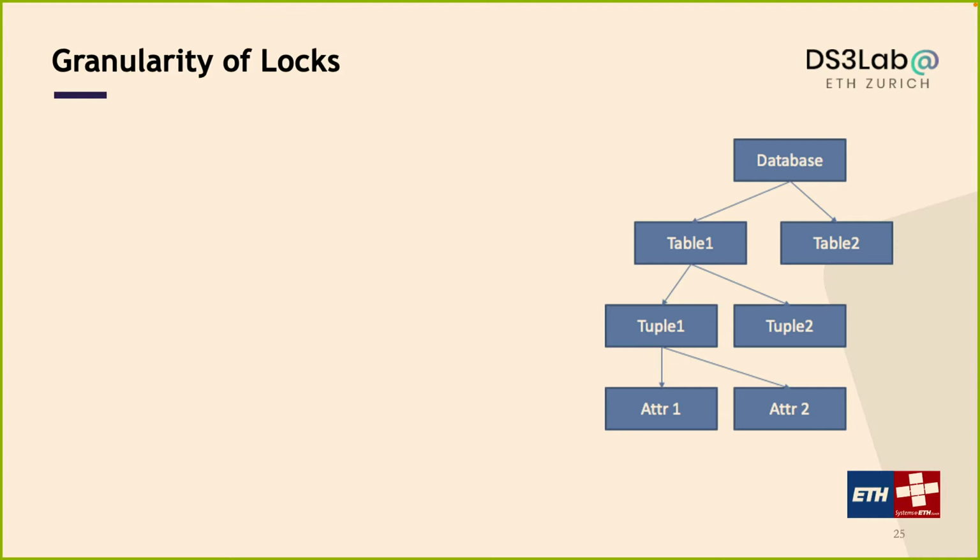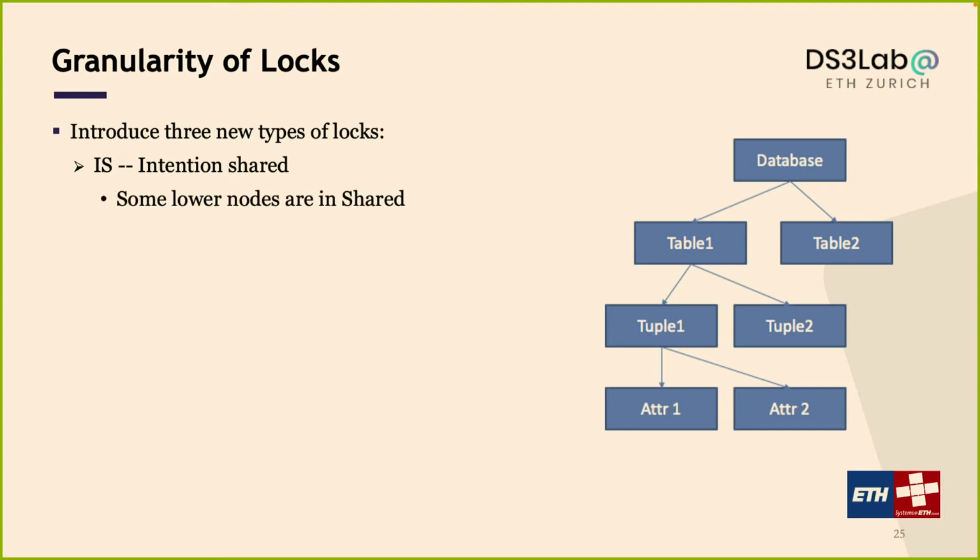So a very beautiful thing people were doing back in the 70s or 80s is they started to introduce new types of locks. So we have the shared lock, we have the exclusive lock. But then people started to introduce 3 different new types of locks. The first type of lock is called intention shared, which essentially means that if I have the intention shared lock on some node, I'm actually telling you some of the lower level nodes are in shared mode. Okay? That's the semantic of this lock.